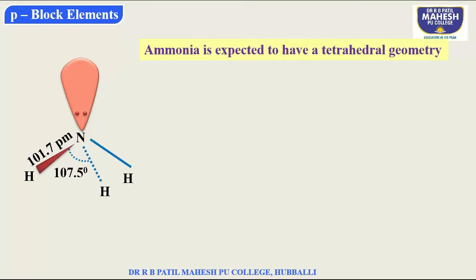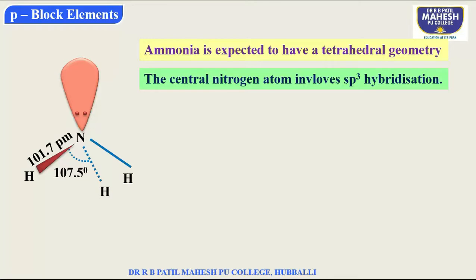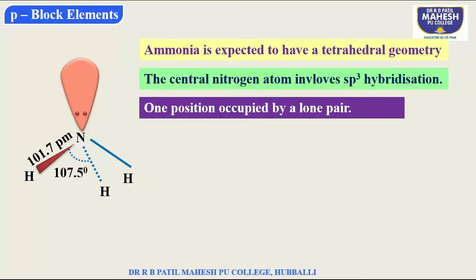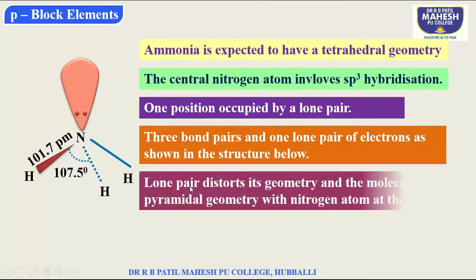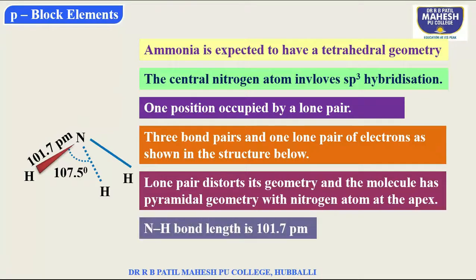Ammonia is expected to have tetrahedral geometry. The central nitrogen atom involves sp3 hybridization, with one position occupied by a lone pair of electrons. Here you can see 3 bond pairs and 1 lone pair of electrons as shown in the structure. The lone pair distorts its geometry and the molecule has pyramidal geometry with the nitrogen atom at the apex. Nitrogen-hydrogen bond length in this case is 101.7 picometer, whereas the hydrogen-nitrogen-hydrogen bond angle is 107.5 degrees.